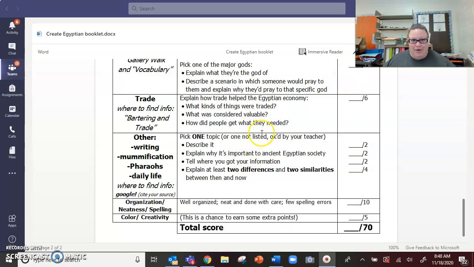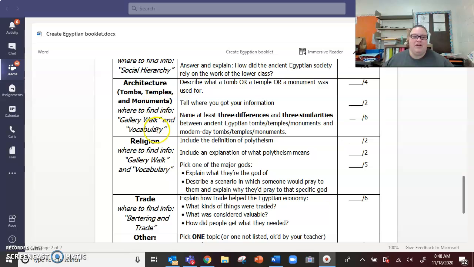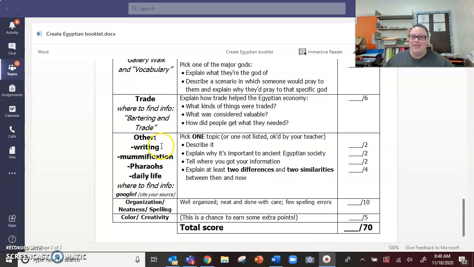You have paper. Or if you don't want to talk about architecture or religion or trade, that's fine. You can pick another topic. Some topics that some students mentioned are writing or mummification or pharaohs or just the daily life of ancient Egyptians. If none of these are interesting to you, ask your teacher. I can almost guarantee we're going to say yes, do whatever you want.